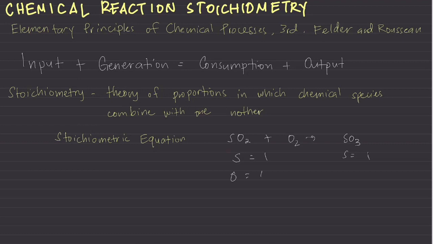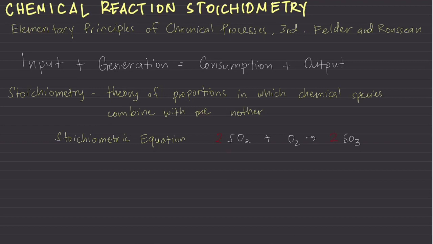2 times 2 is equals to 4. And then sa product side, yung O is equals to 3. So this violates yung law of conservation of mass. So since hindi sila equal, this can't happen. Kaya natin binabalance din yung chemical reactions natin or stoichiometric equation para masabi natin na yung mass ng mga reactants natin follows yung law of conservation of mass. So balik natin yung mga chemical equations natin.